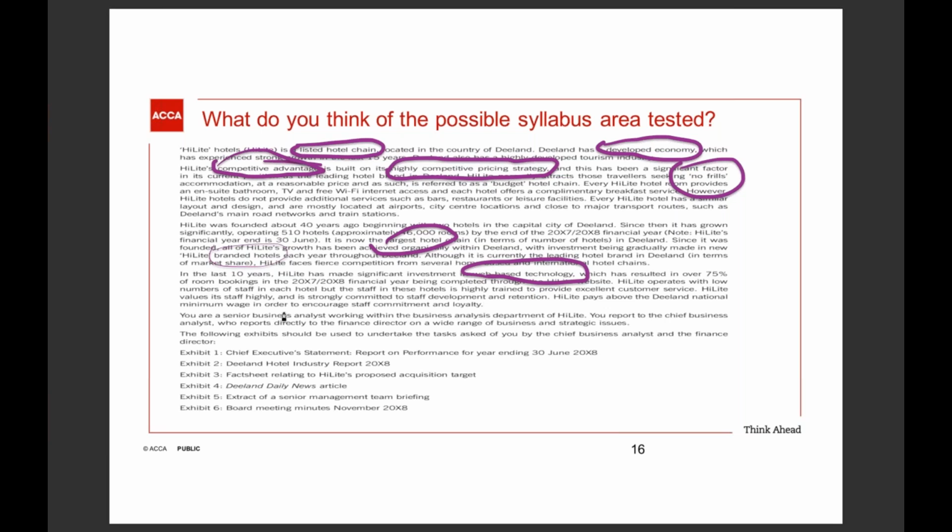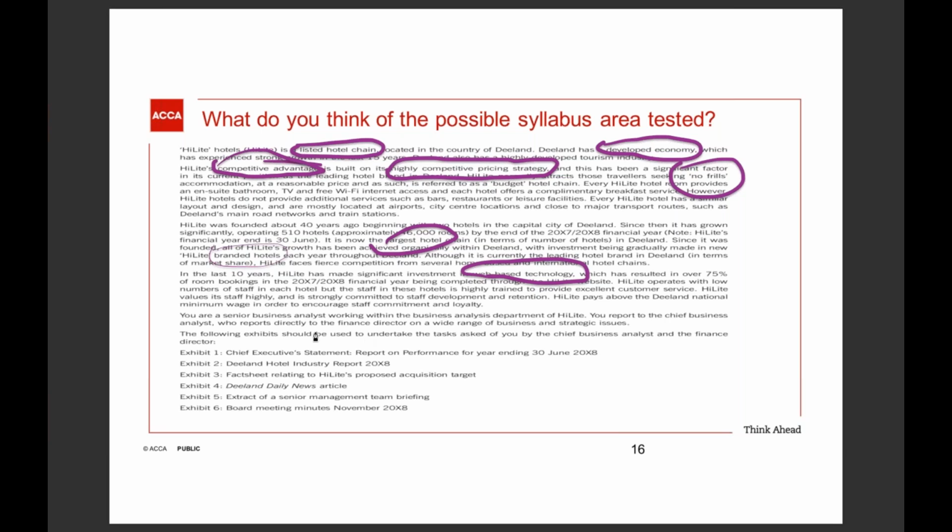Here they're talking about highlight values, which is staff, strongly committed to staff development and retention. So it's about human resource. Not just human resource. If you can remember, under innovation, the enabling success, they're talking about talent management. Perhaps you may want to look at this as well.